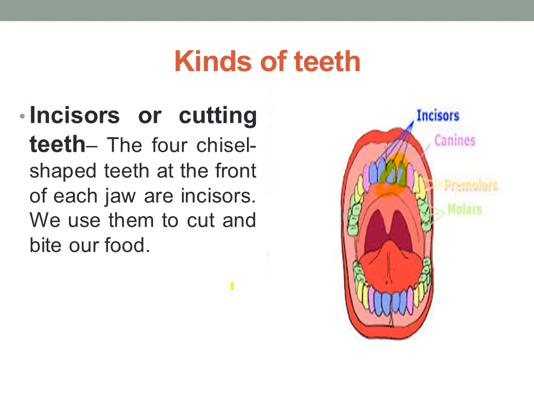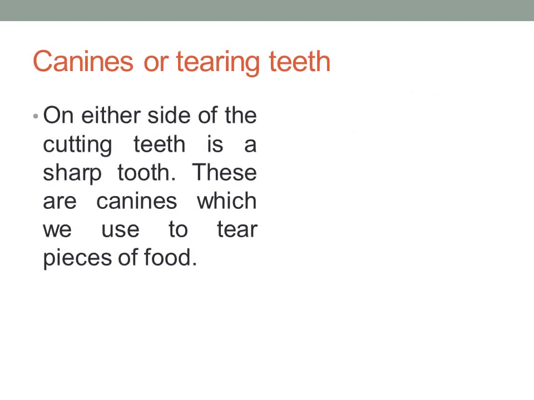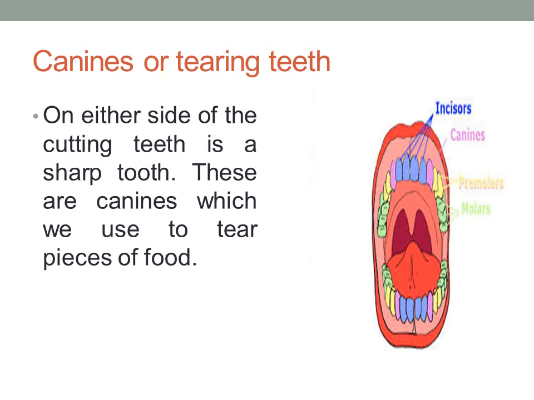Here you can see in this picture, these are canines or tearing teeth. On either side of the cutting teeth is the sharp tooth. These are canines, which we use to tear pieces of food. Here you can see in the picture, canines are near the incisors. These are used to tear the pieces of food.